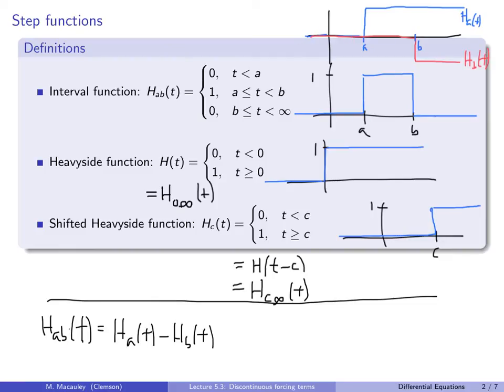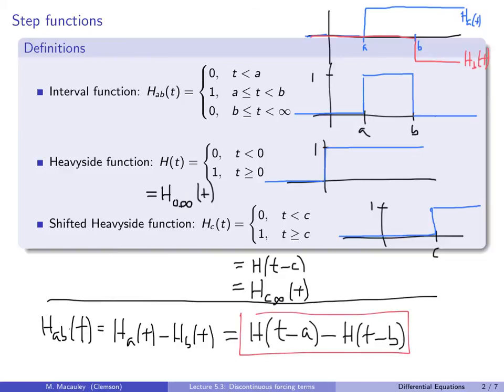So the interval function can be written as a difference of shifted Heaviside functions, and I always like to write it with h of t. So what we'll do is write these things as h of t minus a minus h of t minus b. So we're going to end up writing all of these things and other piecewise functions using only shifted Heaviside functions. So something like this.